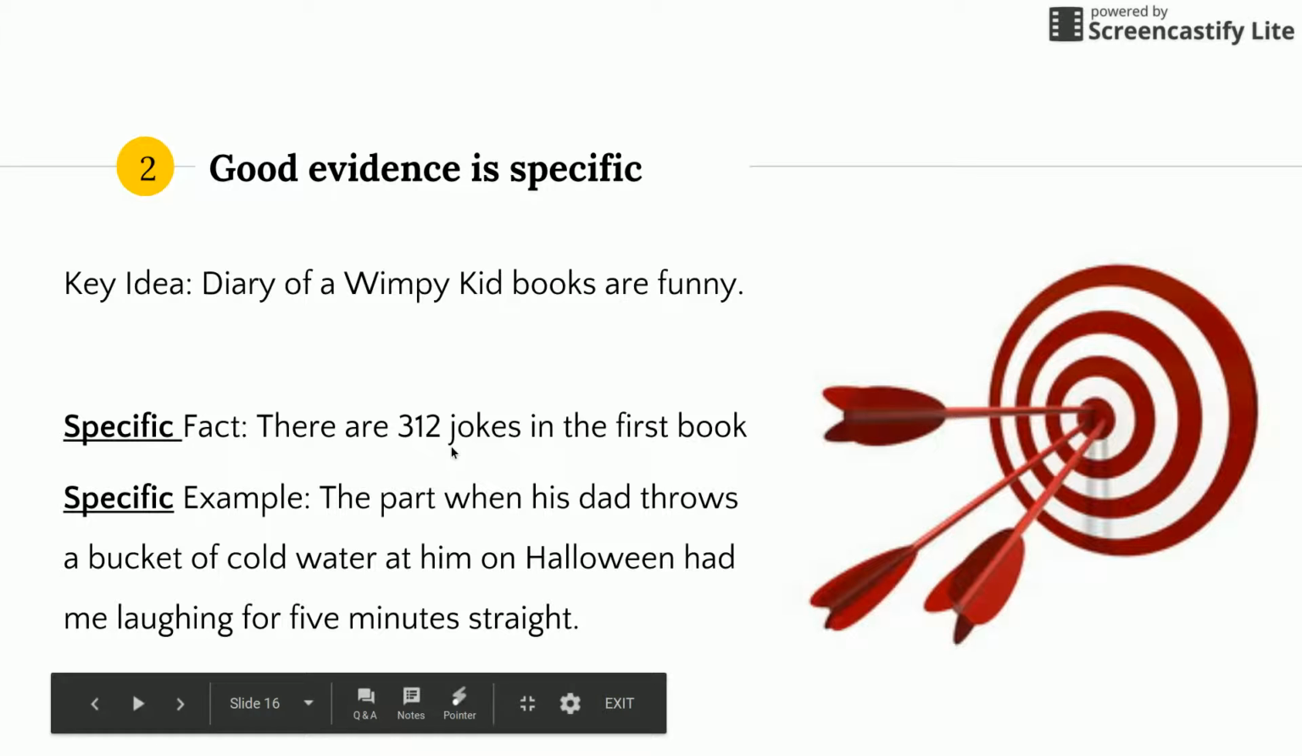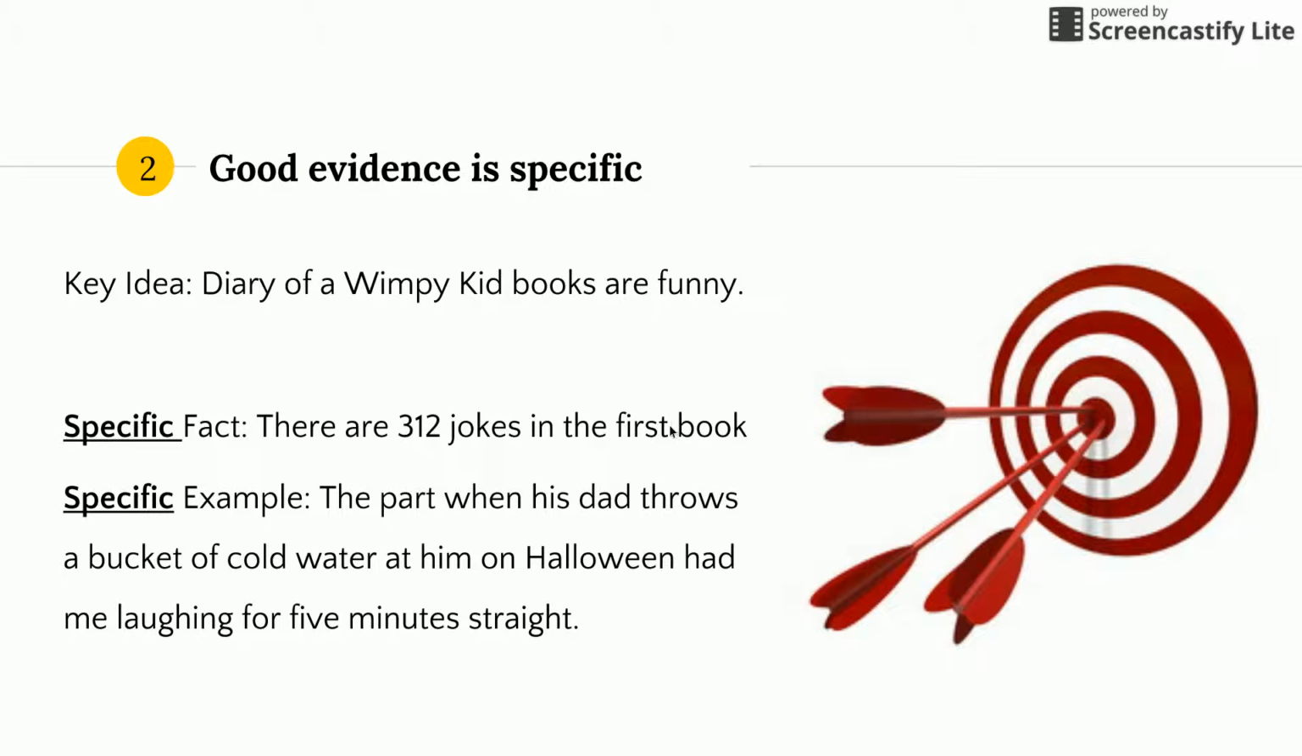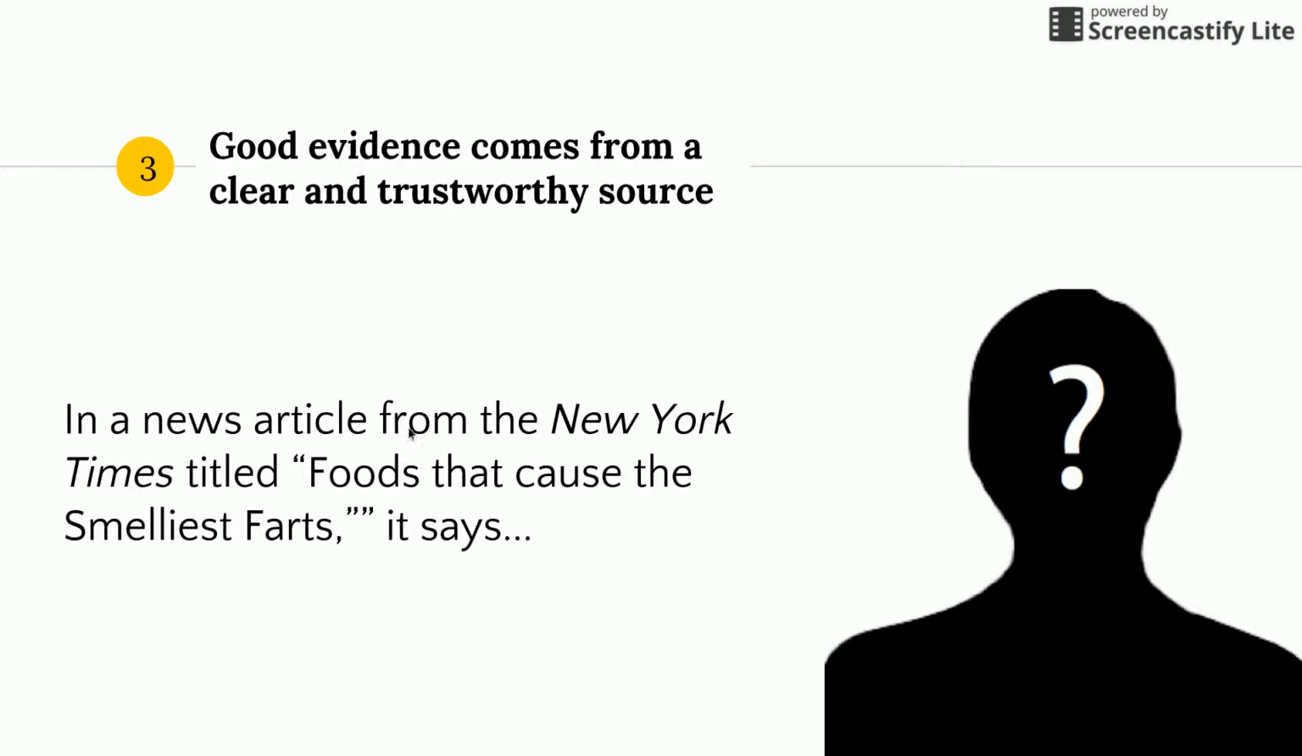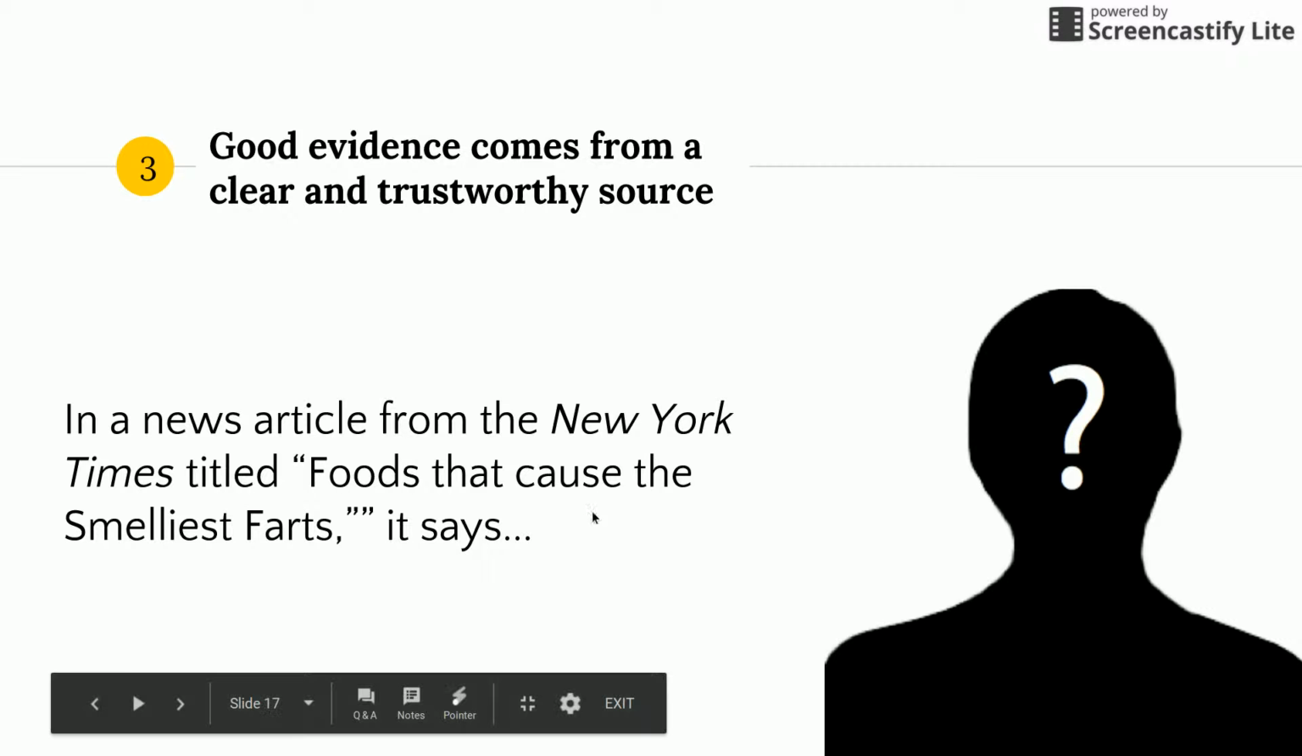Number 3, good evidence comes from a clear and trustworthy source. Make sure that you explain where your evidence is coming from. So here's an example of something that is clear and trustworthy. In a news article from the New York Times titled "Food Caused the Smelliest Farts," it says, ... The New York Times is a source that people have heard of, and they generally trust that New York Times articles are well researched, they know what they're talking about.